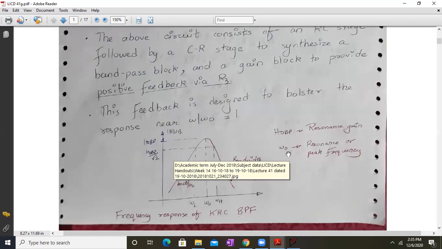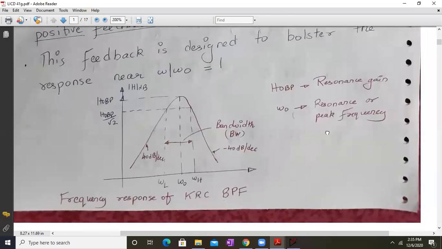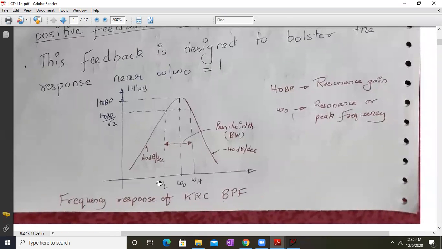Okay, so this is my frequency response for my second order bandpass filter. As you can see very clearly, the band of frequencies between omega L and omega H are passed, whereas all other frequencies, that is frequencies below omega L and frequencies above omega H, are rejected. Where H0BP over here is my resonant gain, or the bandpass gain, and omega naught is the peak or the resonant frequency.